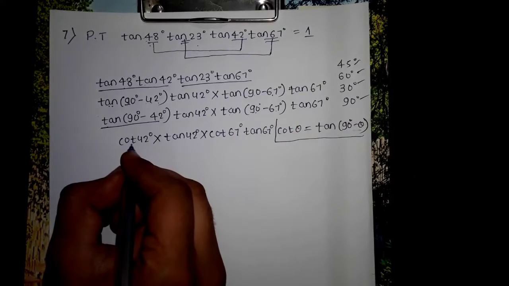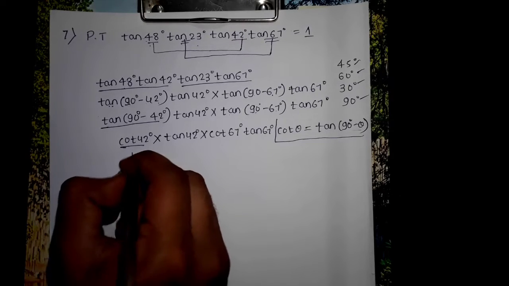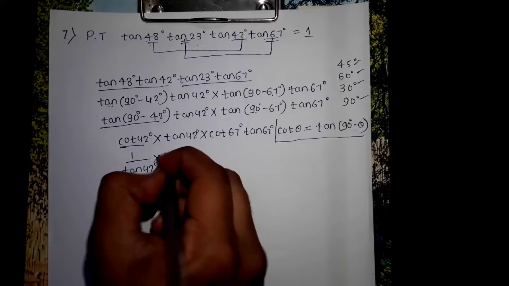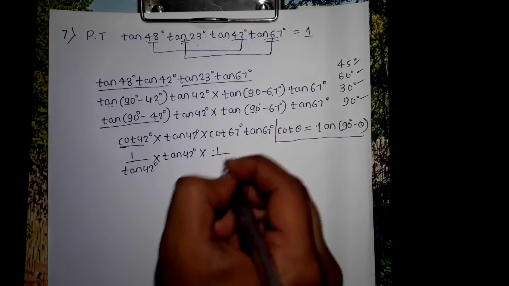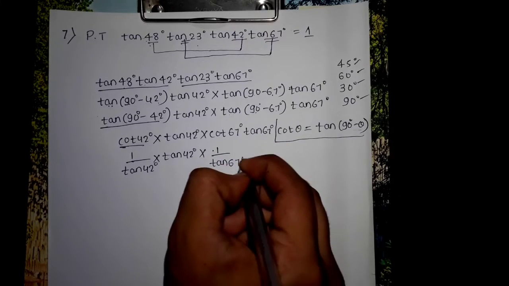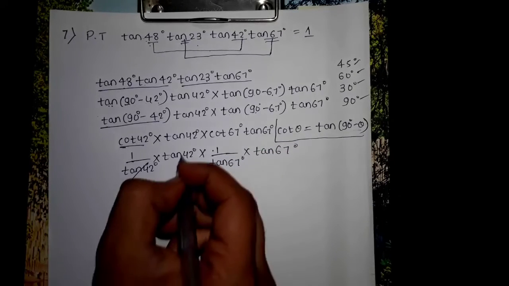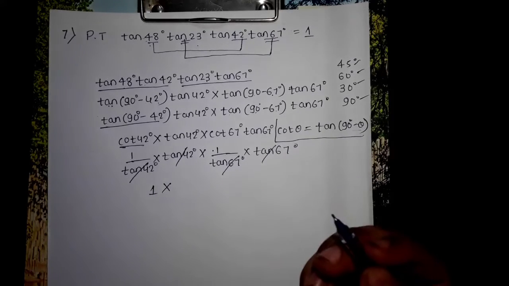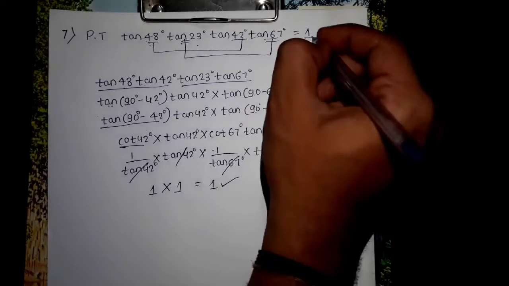Okay, now cot is the reciprocal of tan. How can it be written? Cot 42 can be written as 1 by tan 42 into tan 42 as it is, again into cot 67 can be written as 1 by tan 67 into tan 67 as it is. Now tan 42 gets cancelled, 1 into tan 67 gets cancelled, again 1 into 1 is 1. Therefore LHS equals RHS, thus proved.